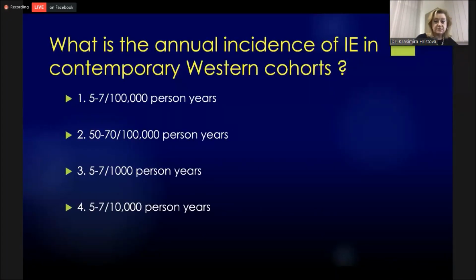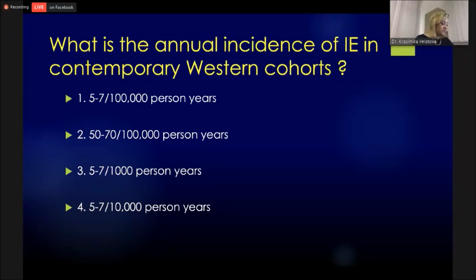I'm starting with one question about your opinion. How often is infective endocarditis in contemporary Western cohorts? 1 to 7 per 100,000 person-years, 50 to 70, or 5 to 7 per 1,000 person-years, or 5 to 7,000 person-years?